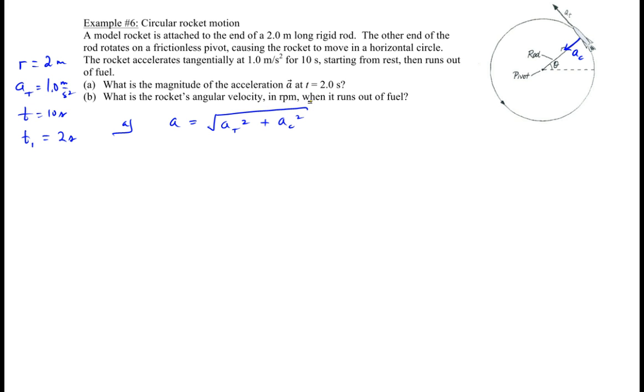Now, we already know the tangential. We already know that is 1 in here. But we do not know the centripetal acceleration. So we have to find that out. So how are we going to find that out?